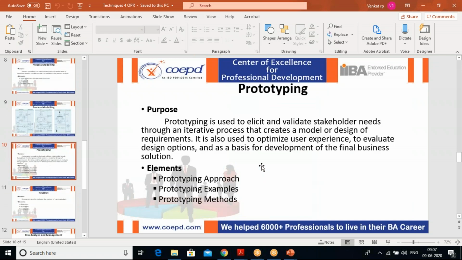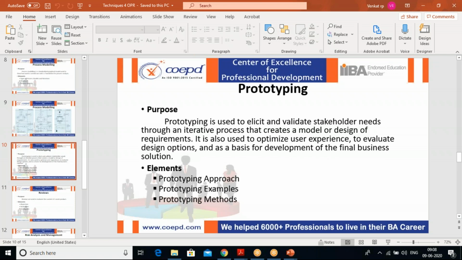And then coming to prototyping. Prototyping is something like, whatever the client shares as requirements, we try to show them samples of working models. Here we need to understand what approach in prototyping we are going to use, what the various examples are that we can conduct, and what methods we are going to use. We have to see it.